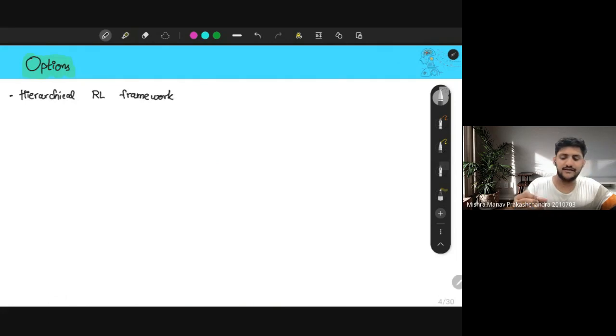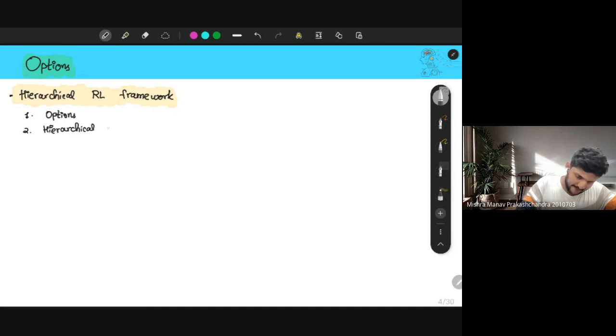So hierarchical RL frameworks are of three types. In this course we'll discuss three types of hierarchical RL frameworks. First one is known as options. Second one is known as hierarchical abstract machines, which is HAM. And third one is known as MAXQ.